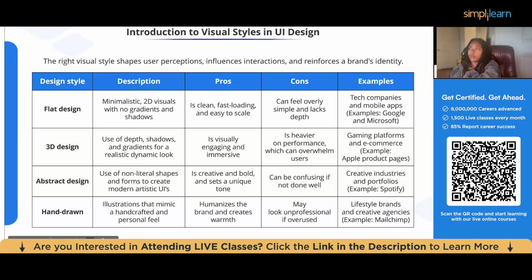And then for an example of that, tech companies and mobile apps, for examples like Google and Microsoft, they all use flat design. Another one that is, I would say, pretty popular is 3D design. It allows the use of depth, shadows, and gradients for a realistic dynamic look. It's visually engaging and immersive, and it's heavier on performance, which can overwhelm users.